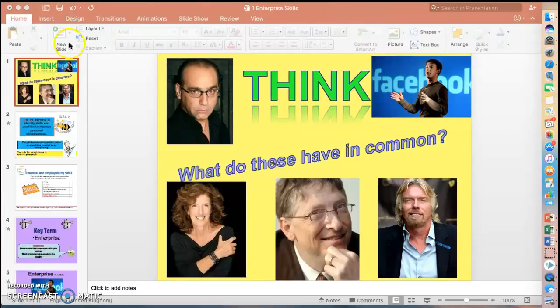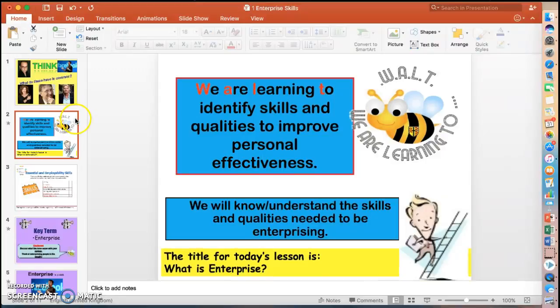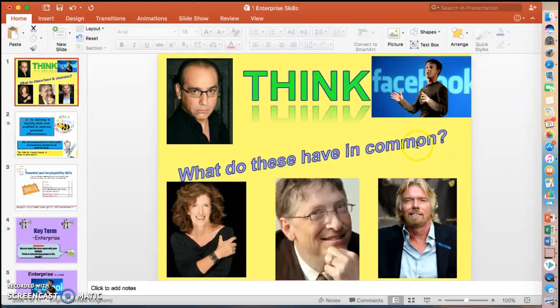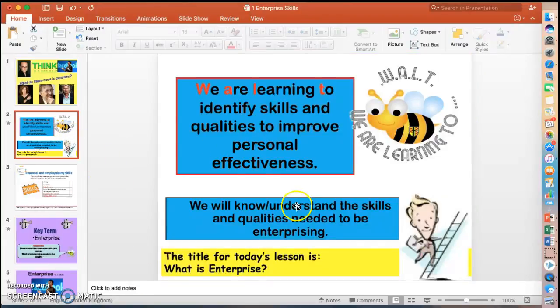So this PowerPoint here, which you should be able to access through Edmodo, will bring you through a few tasks for you where you have a look at what these people have in common. You can try and find out who they are. I'm sure you know a few of them.